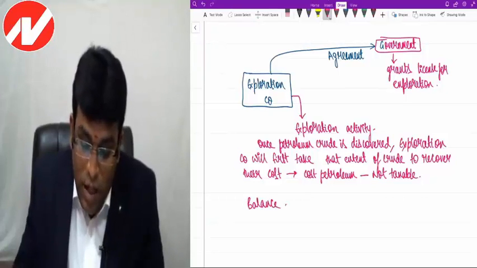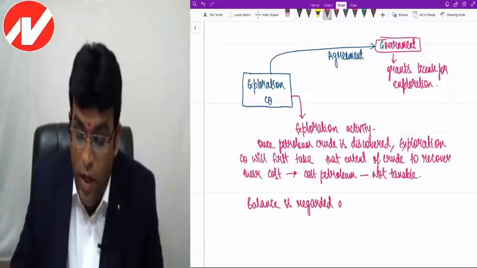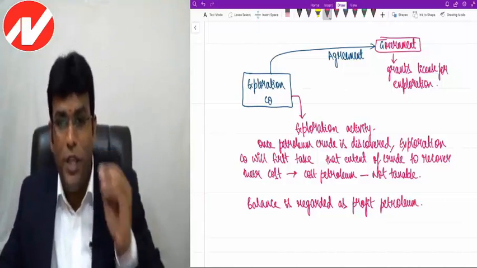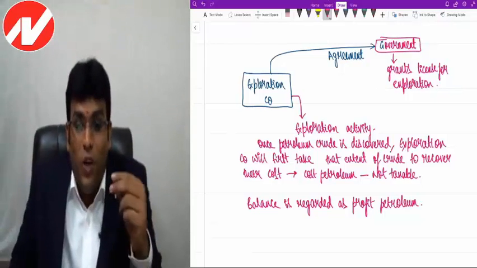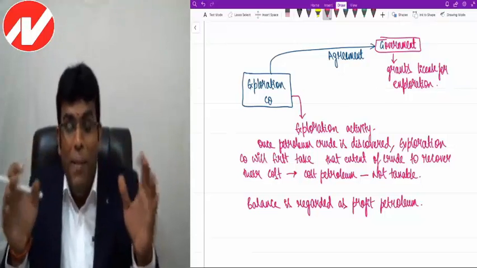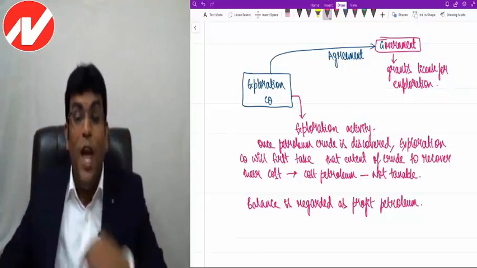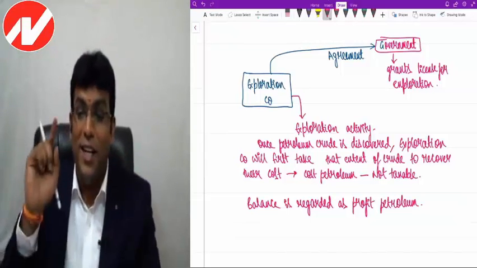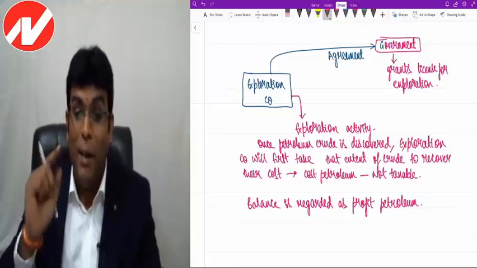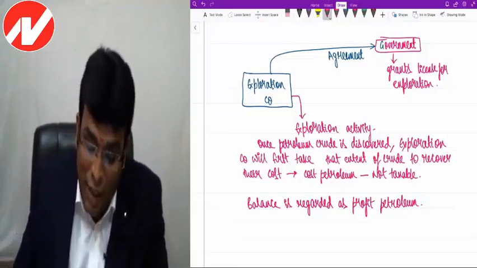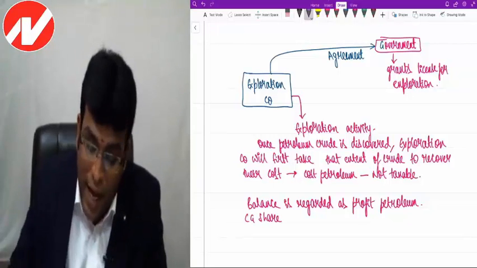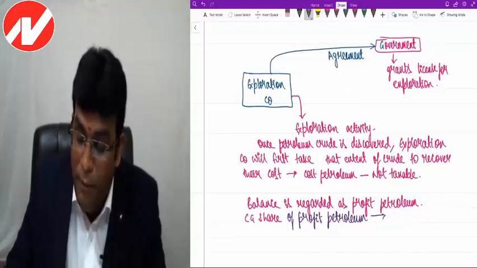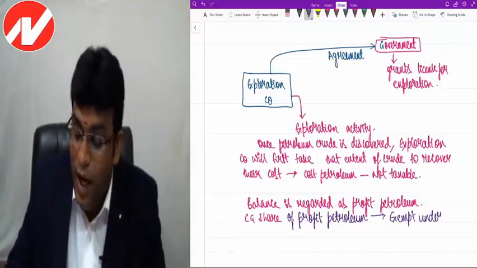Then the balance is regarded as profit petroleum. Come on, my dear friends: out of the total petroleum, whatever petroleum is taken away by the exploration company to recover their cost is technically called cost petroleum, which is not taxable, and the balance is regarded as profit petroleum. And they clarify that the central government share of profit petroleum is straightaway exempt under GST law.